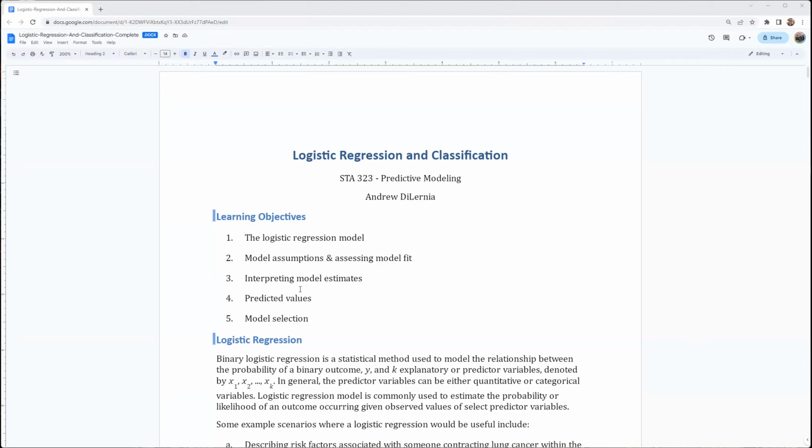model, how we can interpret numerical estimates that we get from R, obtain predicted values using the estimated logistic regression model, and then also how we can conduct model selection, how we can select predictors for our final model to use for predictors.